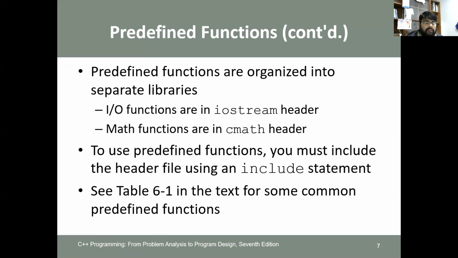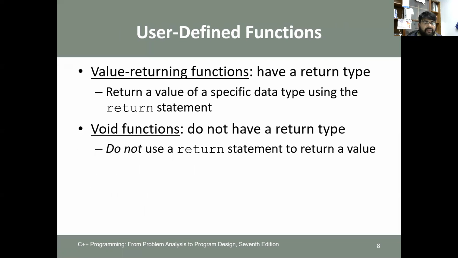But the other case is where you define functions on your own, and those are what we call the user-defined functions. That is basically section 6.2 of the book, and I'll just go quickly over there. The main thing here is that in user-defined functions, you actually define each and every single line of it, right? And the first type of user-defined functions is what we call the value-returning functions. Value-returning functions have a return type. So they basically return a value of a specific data type using the return statement.